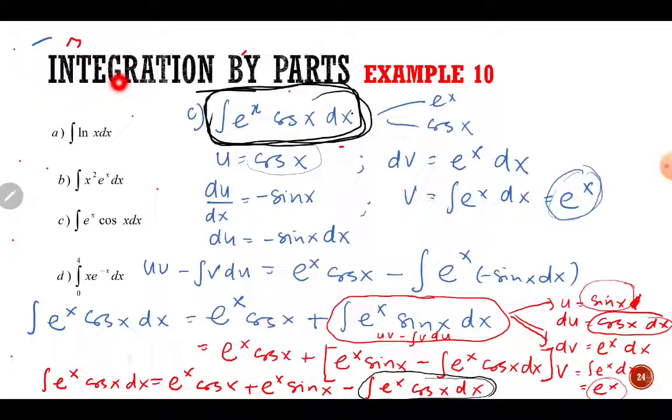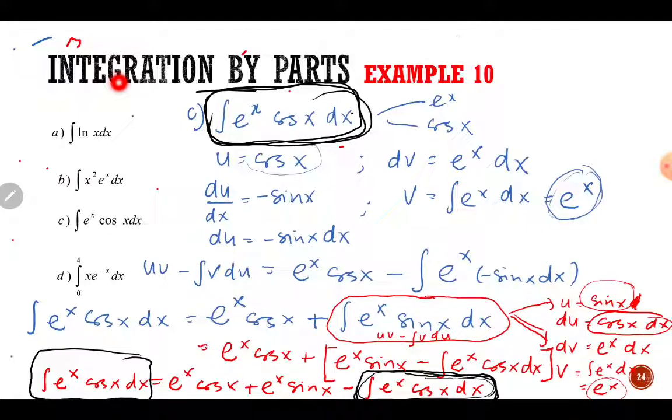And nampak tak? Sekarang ni cuba you tengok belah kiri, belah kanan you, ada tak benda yang, apa soalan kita? E to power of x cos x dx. Ada tak soalan tu kat belah kanan awak? Yes, we do have this soalan also on your right hand side.